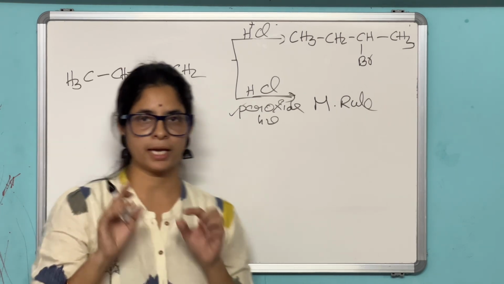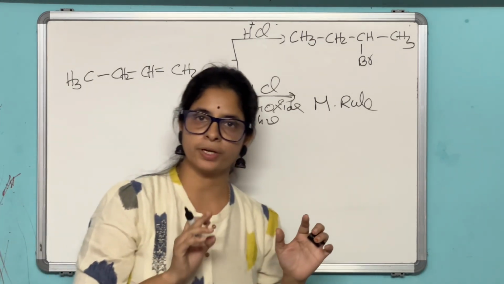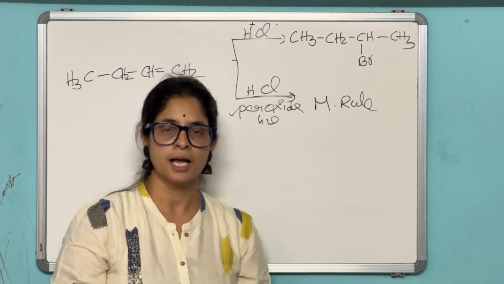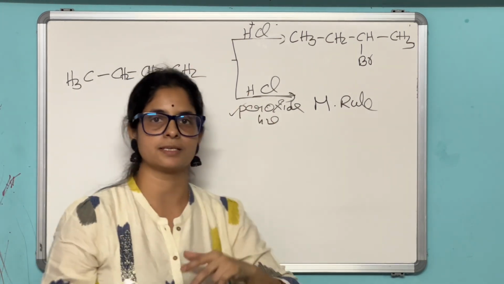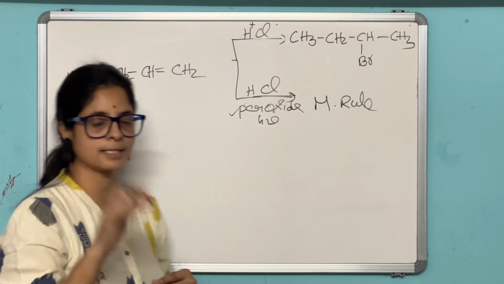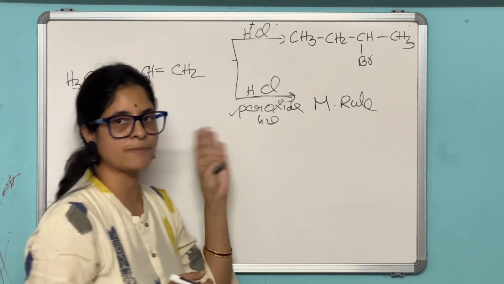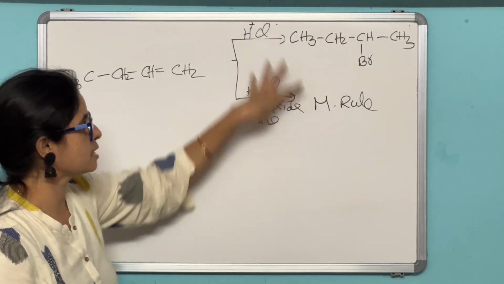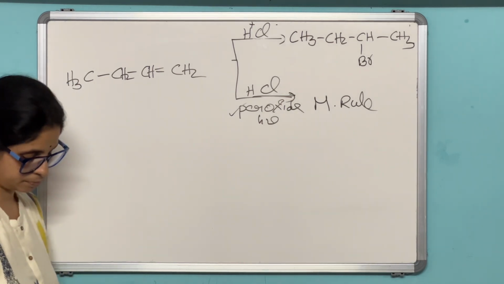Okay. Make a note that the peroxide effect is not observed if you take HCl with peroxide or HI with peroxide. This is only observed with HBr. There are many reasons to explain that. We'll discuss all those things later. But for your board exams, try to remember these points. So if you are given like this, you will get the same product. Okay. Clear?